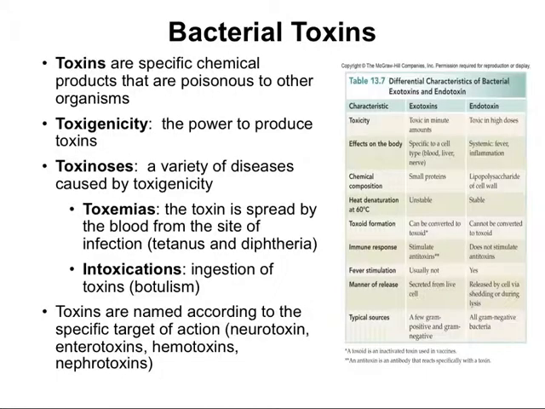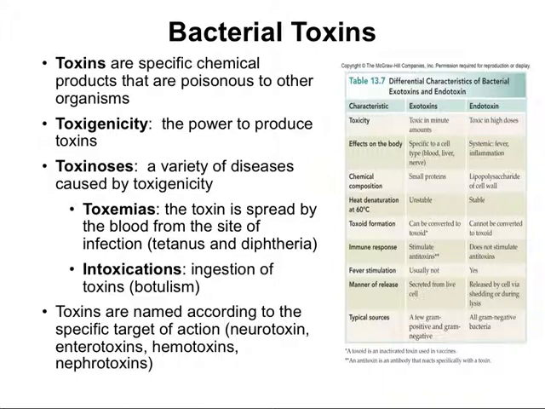Now a quick look at bacterial toxins. Toxins are products of microbes, plants, and some animals, and they're specific chemical products that are poisonous to other organisms. Toxigenicity is the power to produce toxins, and it's generally controlled genetically and is responsible for the adverse effects of a variety of diseases called toxinoses.